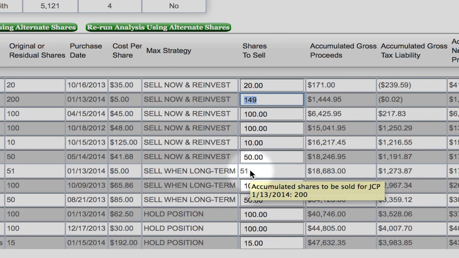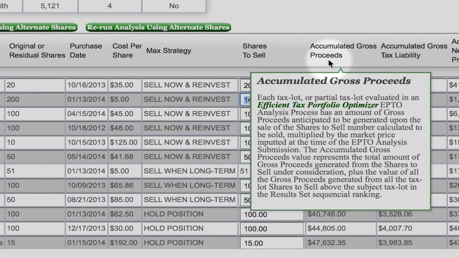We otherwise display, like this, the total number of shares to sell associated with an individual tax lot that may have accumulated within the ranking process. This is so users can quickly identify the total number of shares to sell from each tax lot for trade execution ease. Further to the right is the accumulated gross proceeds.